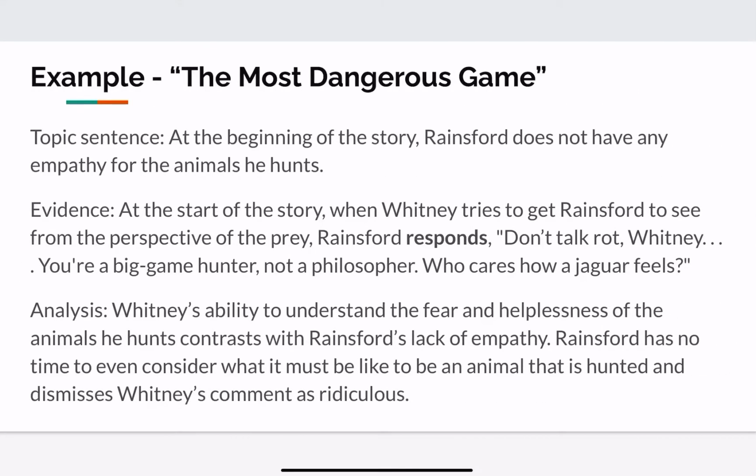Here's an example. We had a topic sentence for The Most Dangerous Game here. At the beginning of the story, Rainsford does not have any empathy for the animals he hunts. So in this paragraph, all I need to do is to prove that Rainsford does not have any empathy for the animals he hunts. I don't need to prove anything else. That's the only thing I said in the topic sentence.